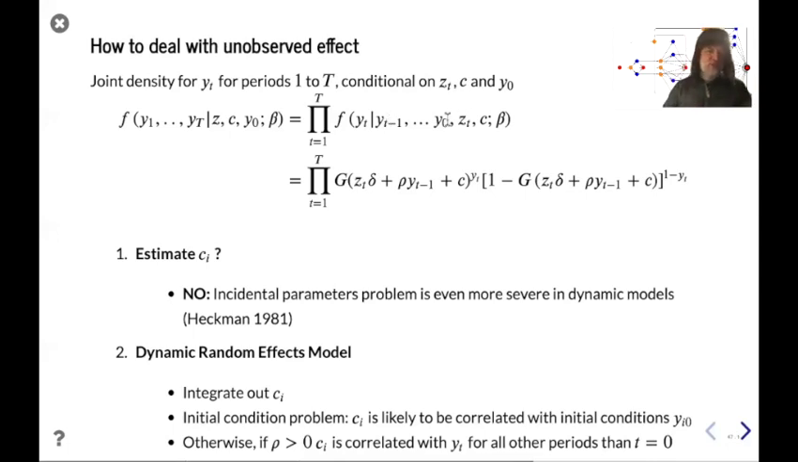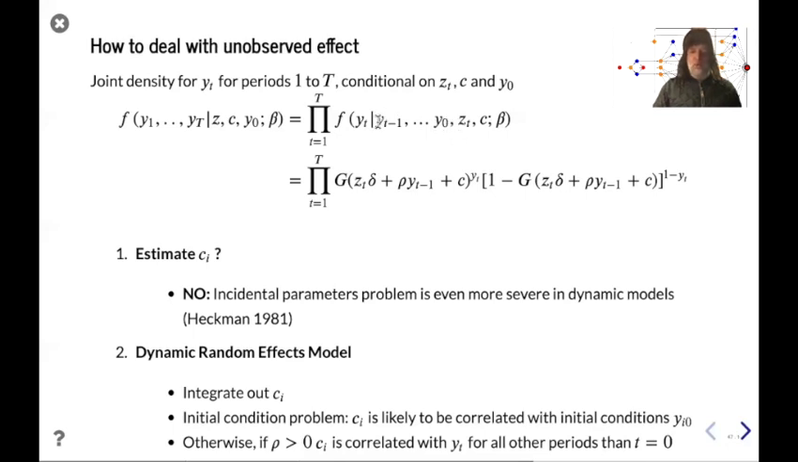This is just a manipulation of conditional densities and joint densities. This is what you get. It's a little bit more advanced than what you saw in your introductory statistics course, but it's the same rules of working with conditional densities and joint densities.